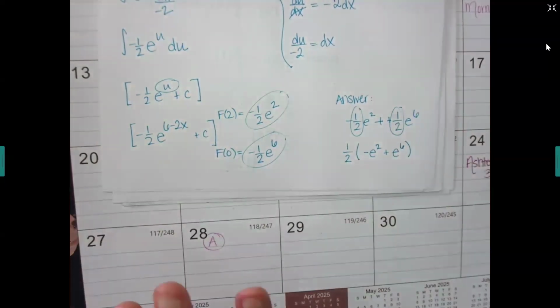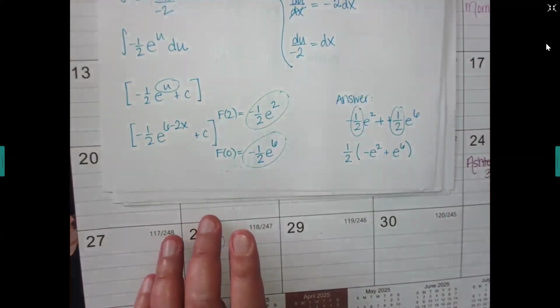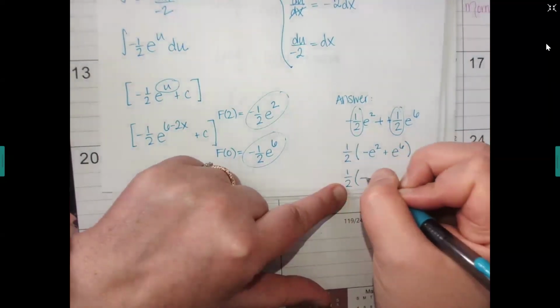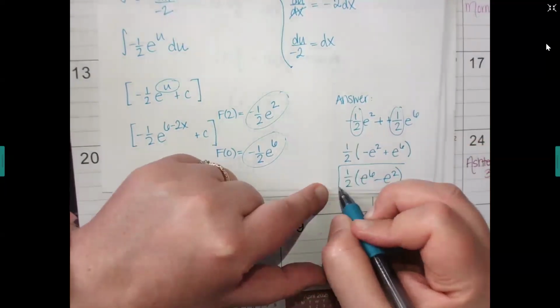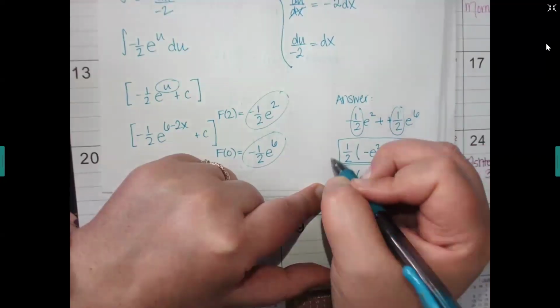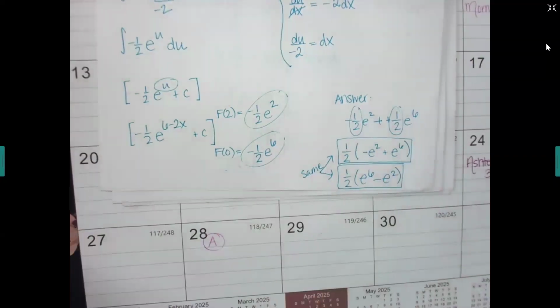Now, although this is right, typically on the AP test, if you have a negative plus something, they're going to just reverse the order. So they would put that this is really 1/2 e to the 6 minus e squared. But you should be able to tell that those are equivalent. As long as your e squared stays negative, it doesn't matter if you flip-flop the order.